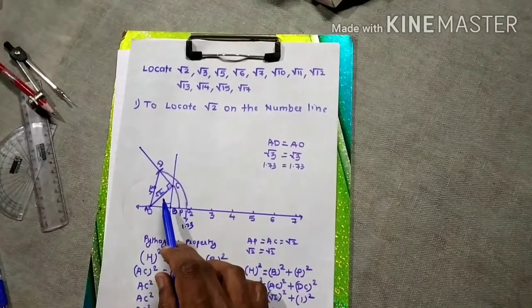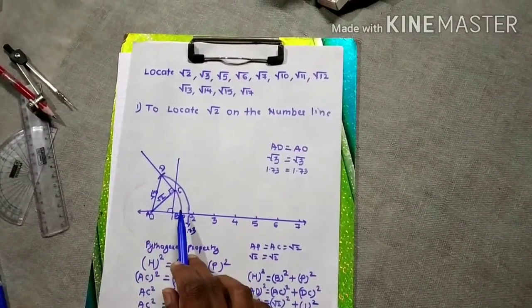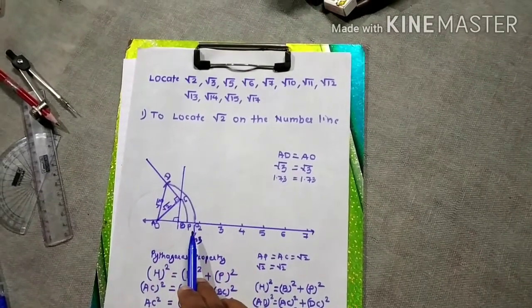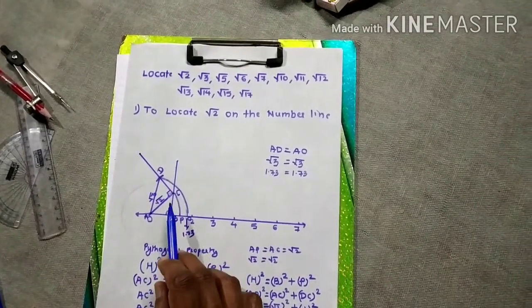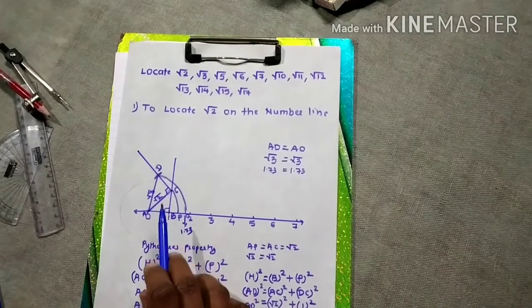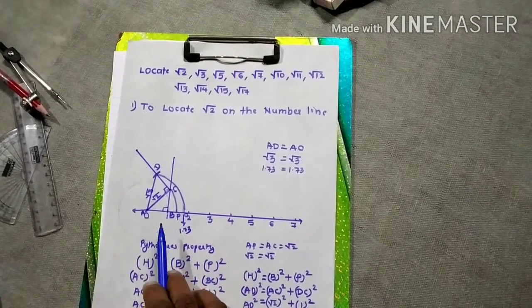I have located this root 2 and root 3 on the number line by using sketch color. So it is mandatory for everyone to use a pencil.